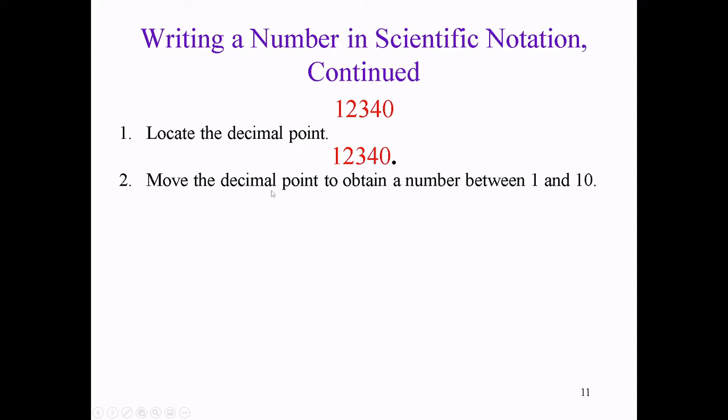Next, we're going to move the decimal point to obtain a number between 1 and 10. So if I move it here, I'm going to have 1,234. That's not between 1 and 10. If I moved it here, I'd have 123.4. That's not between 1 and 10. If I moved it between the 2 and the 3, I would have 12.34. That's not between 1 and 10. So I'm going to need to move it right here in order to obtain a number between 1 and 10.